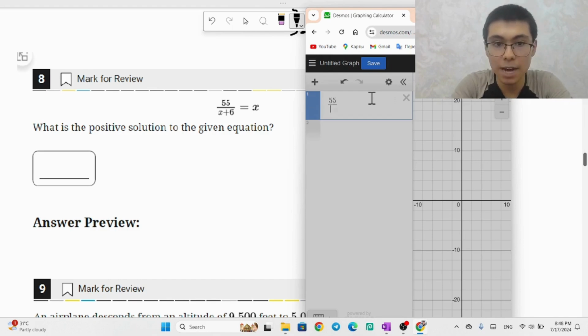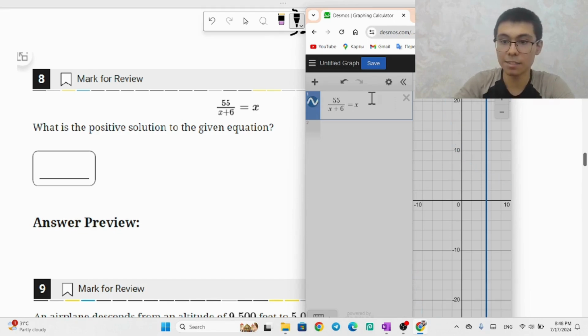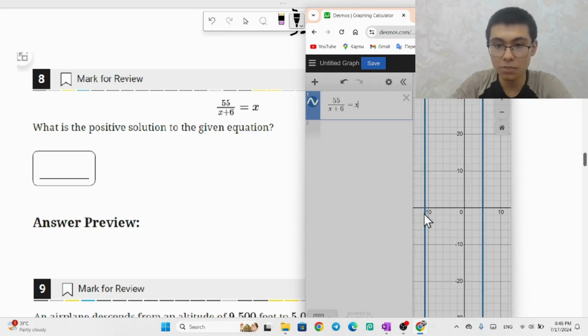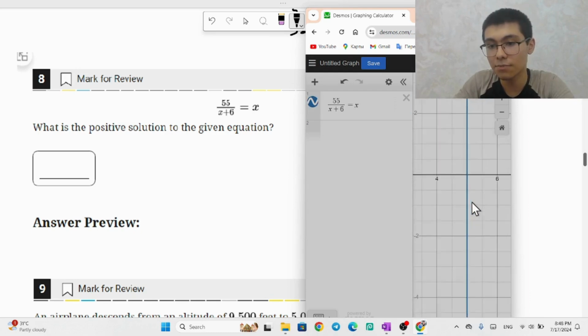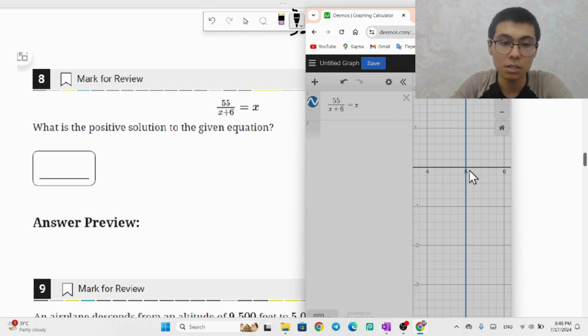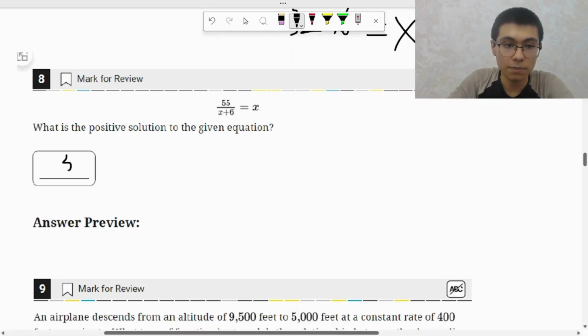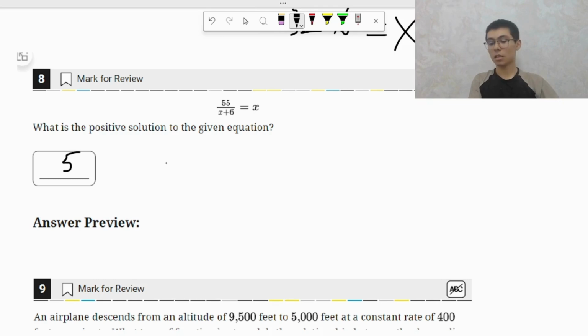55 divided by x plus 6 equals x. Here we have two solutions, and they're asking about the positive solution. So I'm going to zoom in a little bit. As you can see, it's 5, right? So the answer would be 5. And there's also the second way of solving this, which takes a lot more time, but you have to know this, because the reason why you're watching this video is to learn.